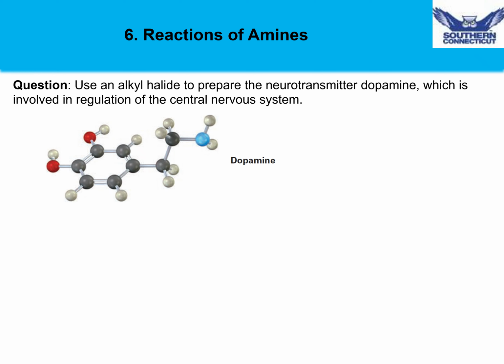In this question, we want to use an alkyl halide to prepare the following neurotransmitter, dopamine. Notice dopamine has a nitrogen here that is primary since we have 2 hydrogens attached to it. It's also attached to this carbon, which is attached to another carbon, and then that is attached to a benzene ring with a couple of hydroxyl groups.